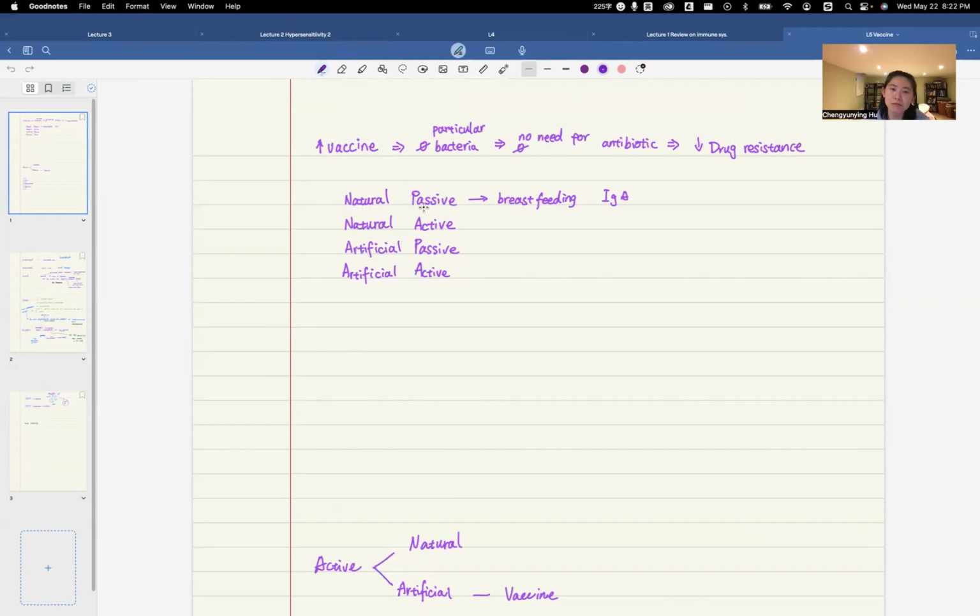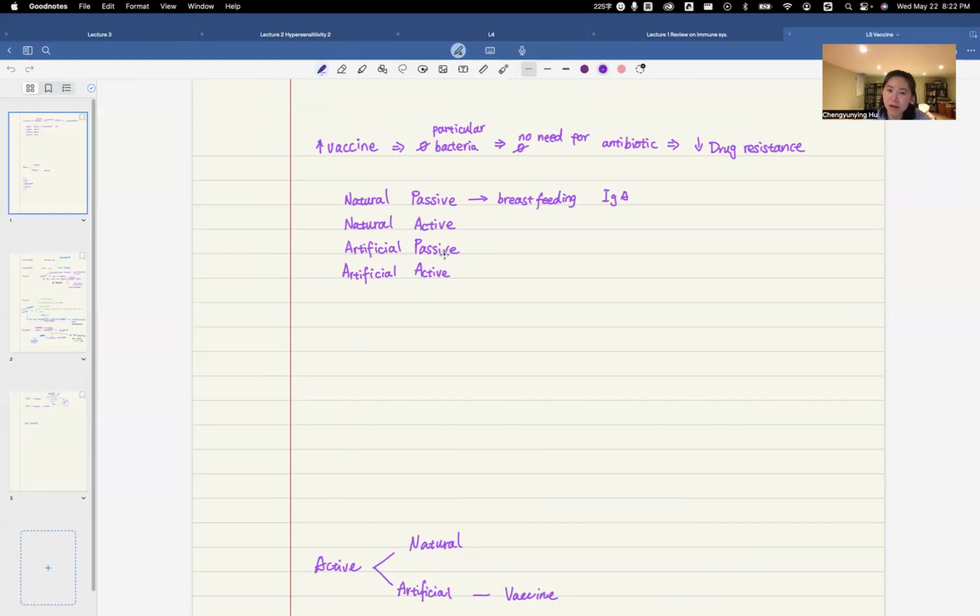1, natural passive. When we talk about natural, we acquire it from outside, and passive means we received it passively. The antibody is given to us passively, for example, breastfeeding. Natural active is, yes, we acquire the antibody from outside, but it's actively acquired, meaning we got sick ourselves and then naturally we developed the antibody.